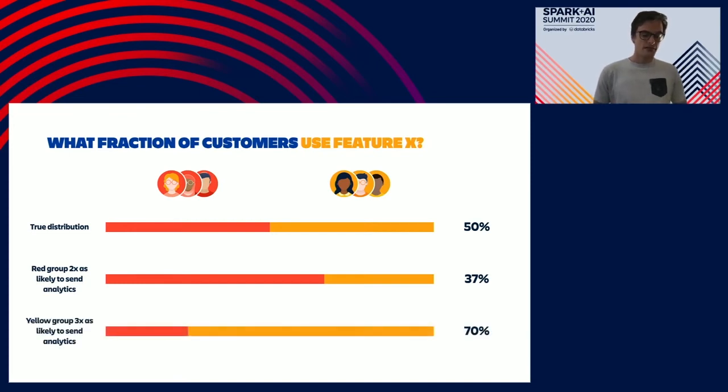And how about if we said instead that we had a larger bias of 3 times, but this time towards the yellow group, who use the feature a lot more? In this case, we directly query an answer that 70% of customers use the feature, well above the answers of the last 2.